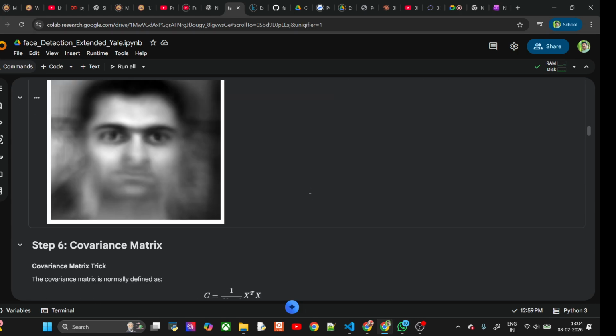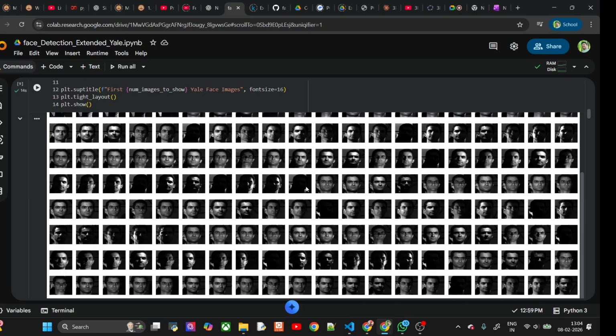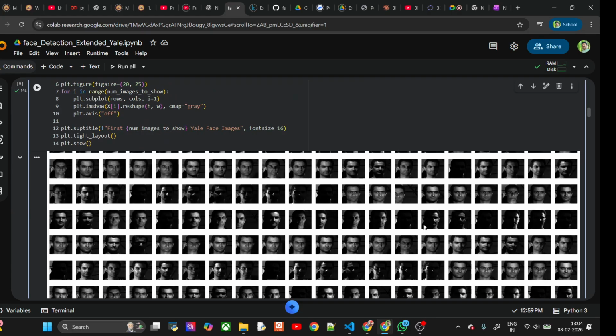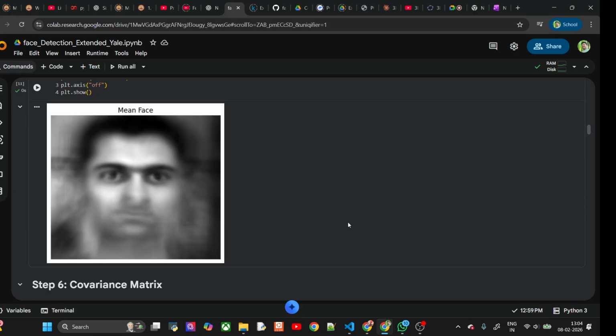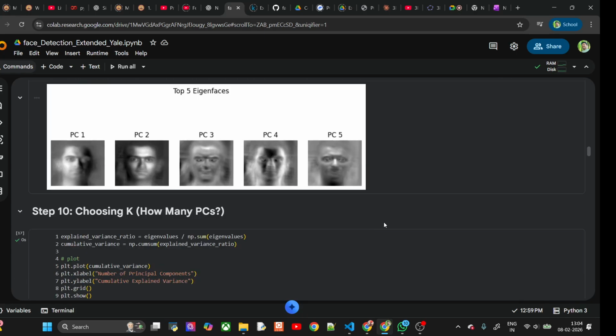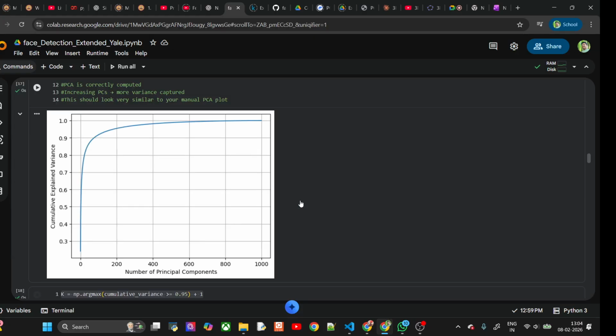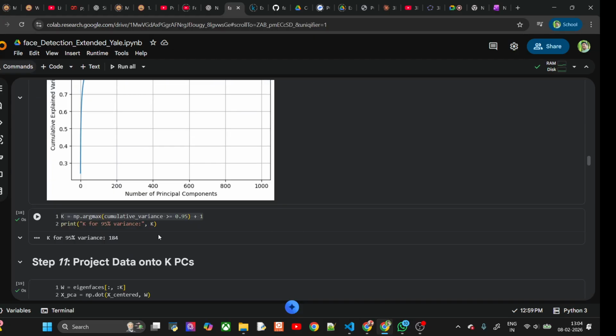That's why I mentioned 25 cross here. These are 500 images out of the 1000 images that I put here. What I mentioned is that you have to get the k value which shows 95% of the complete overall variance. The value I got for 95% is 184. So I can calculate images from PC1 to PC184.